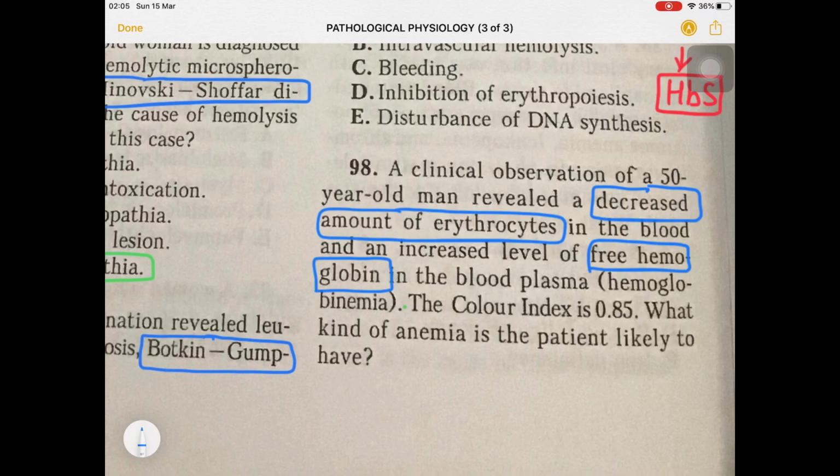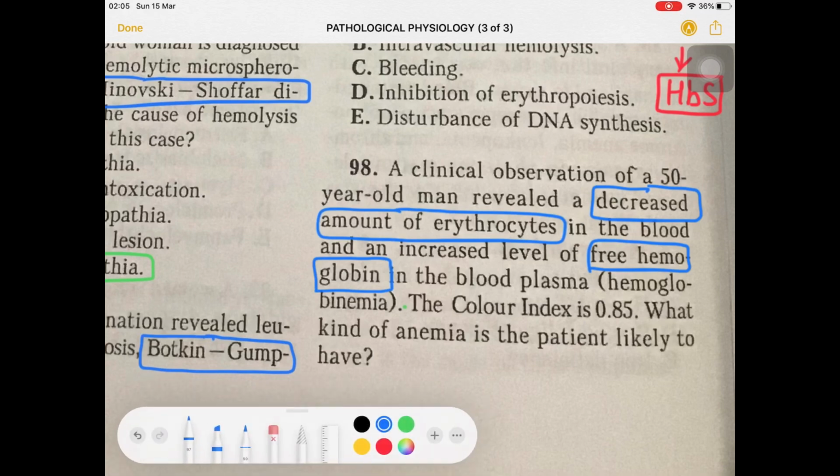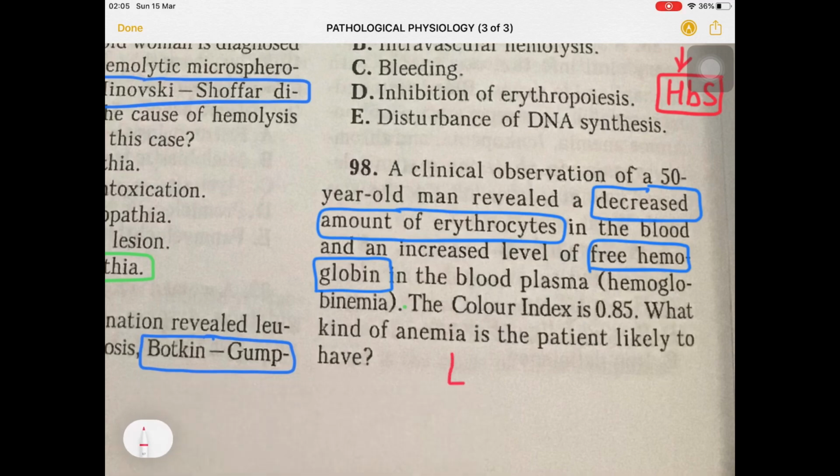Hemoglobin is toxic to your blood circulation. It should be binding to some kind of molecule which can act as a transporter, and in that case that is transferrin, right? Free hemoglobin is there, and that can cause toxicity in your blood plasma. Further, the color index is 0.85, which is almost normal. So what kind of anemia? I will say this is a case of hemolytic anemia, because hemolysis is going on at a higher rate over here.